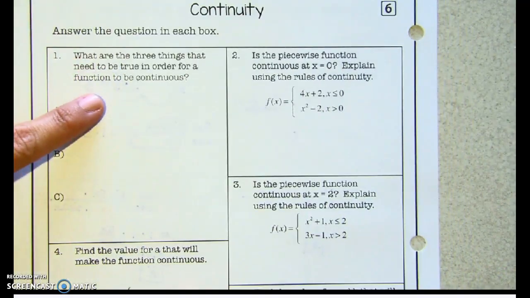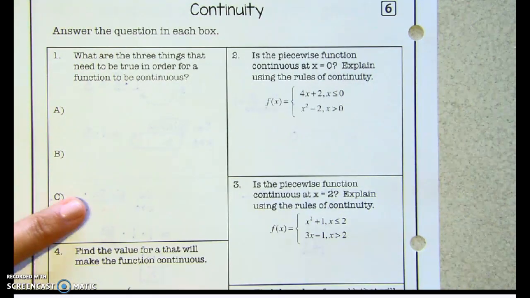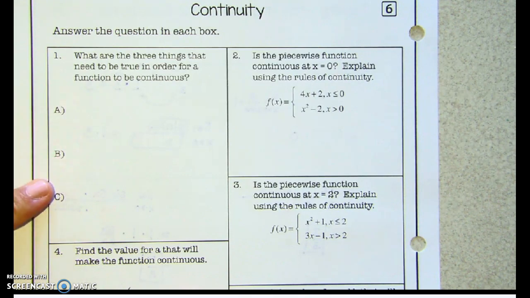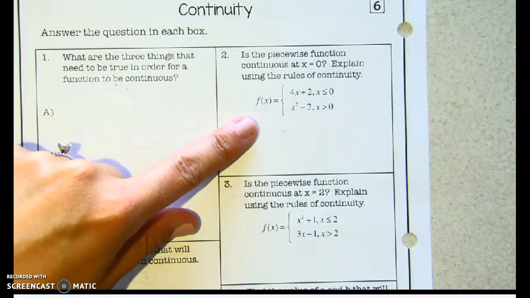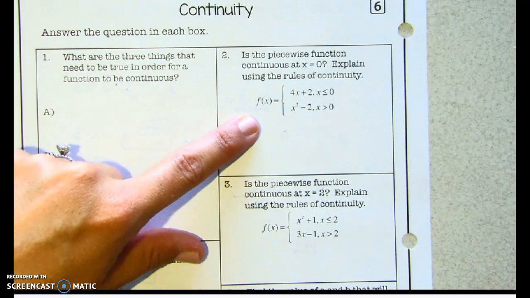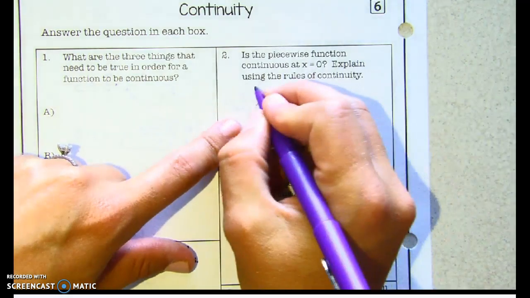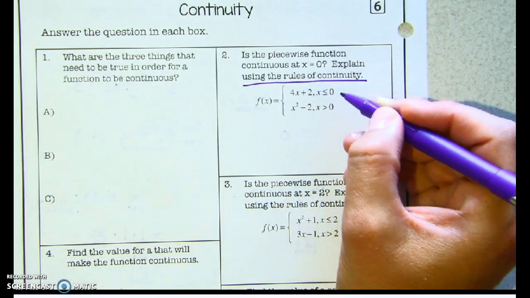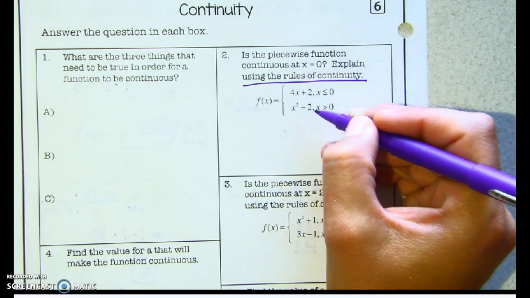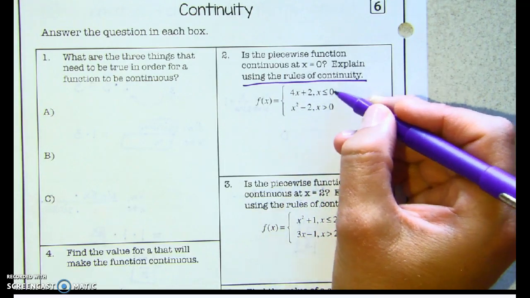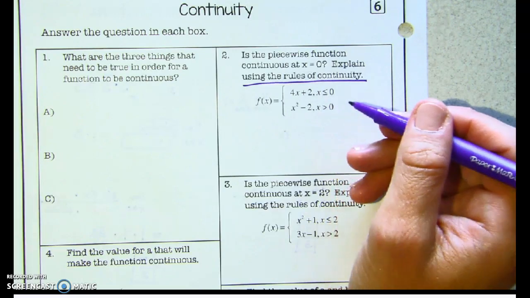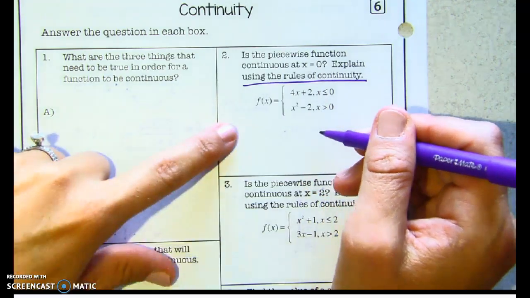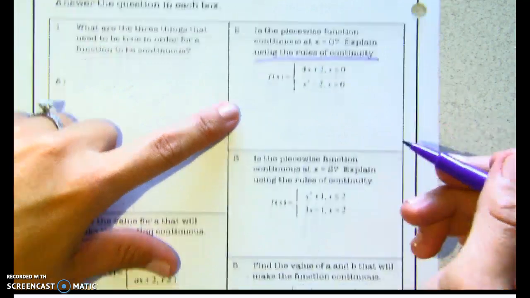Should I keep going? Maybe that would be like a reward for the people who kept watching. What are the 3 things that need to be true in order for the function to be continuous? Those are in your notes. Is this piecewise function continuous at x equals 0? Explain using the rules of continuity. So you're going to plug in 0 here, and you get 2. And you plug in 0 here, and you get negative 2. So does the limit from the left equal the limit from the right? No. So discontinuous because the limit does not exist.